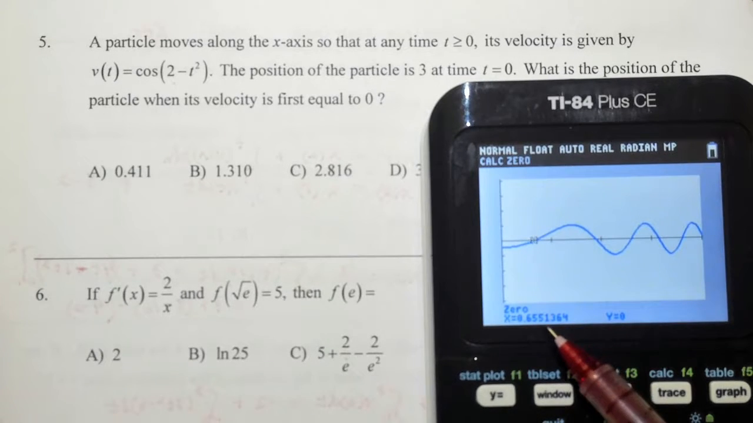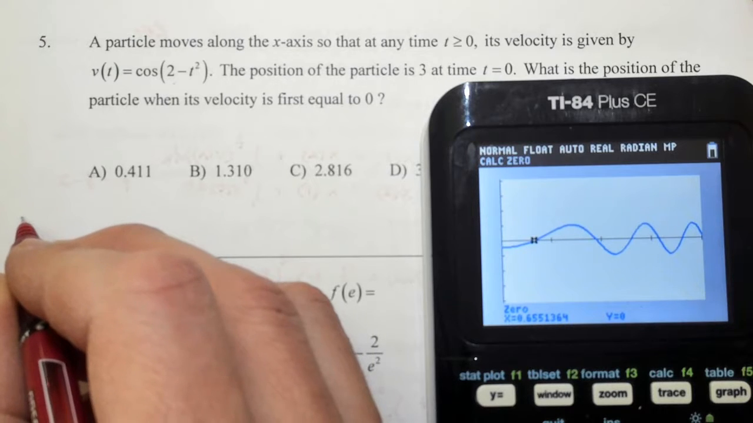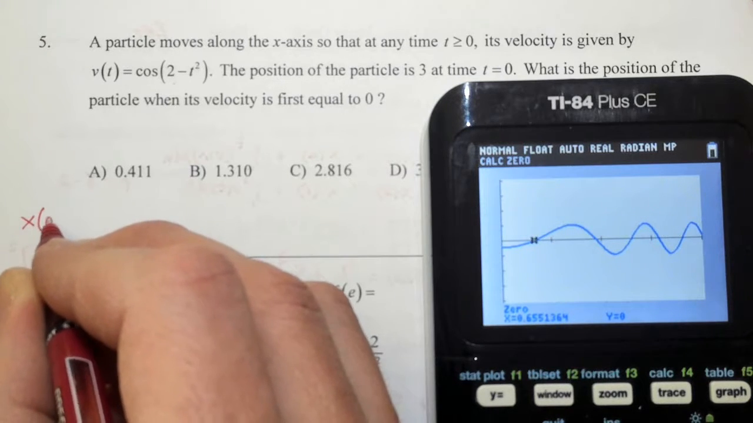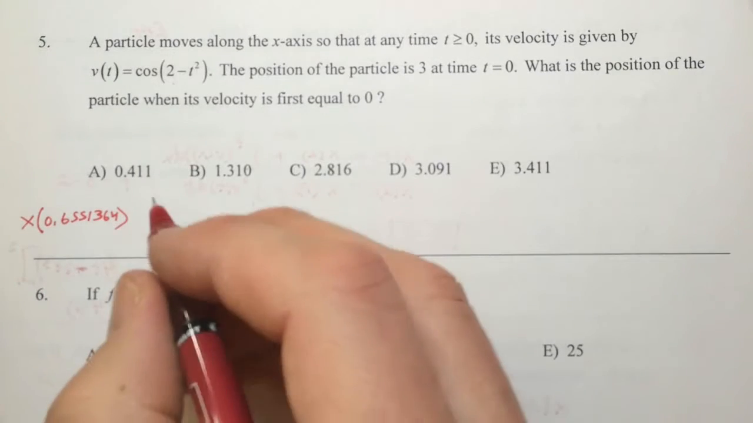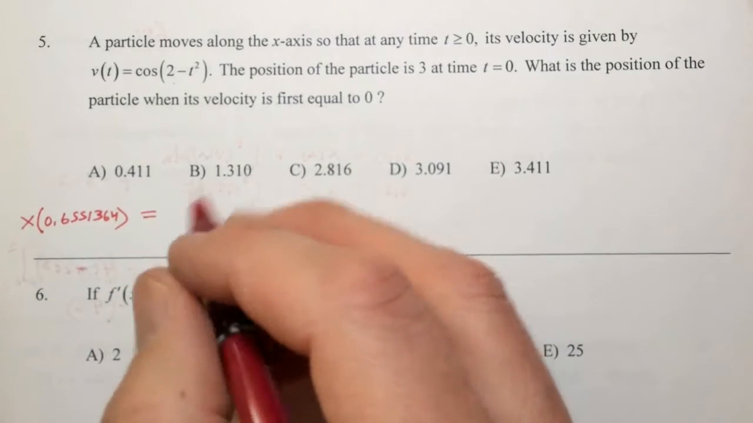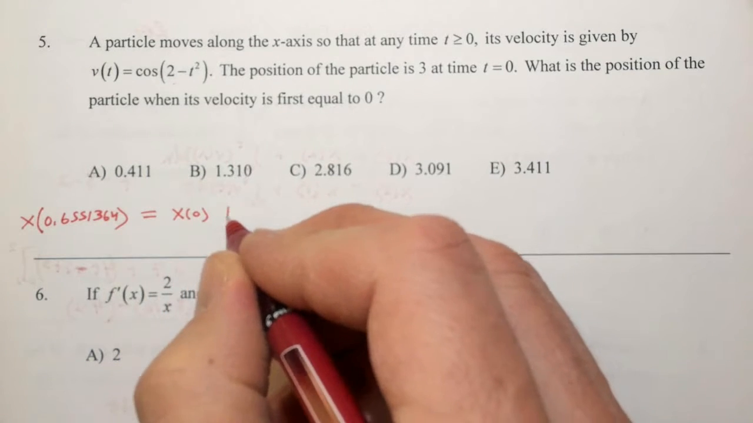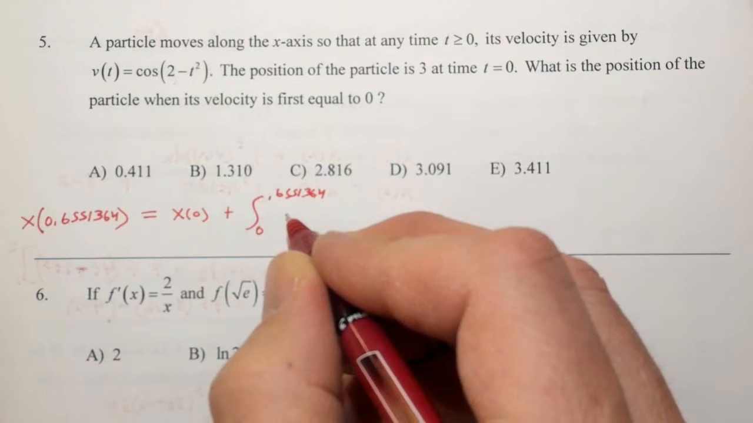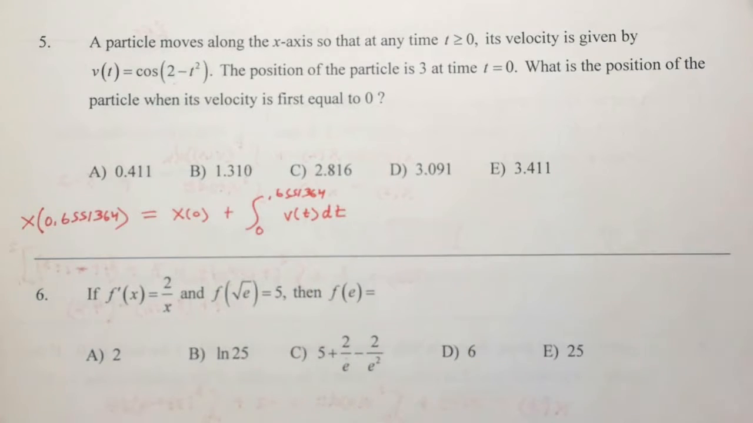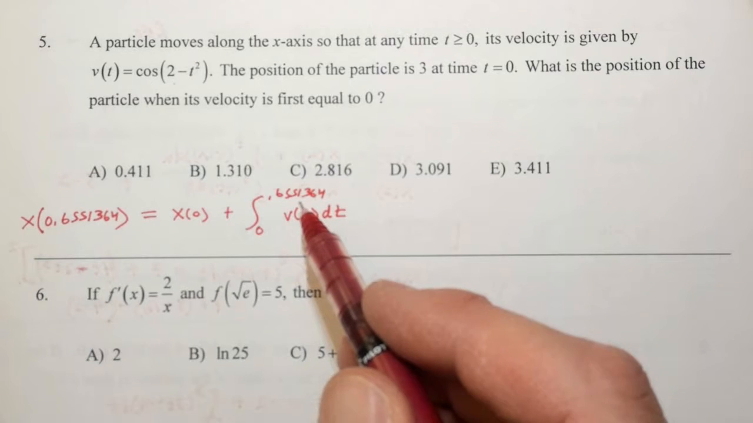And in fact, it's 0.6551364. All right, so that is the position that we want. So we're interested in the position of the function at 0.6551364. Okay, so the position at that time will be equal to the position that we already know, which is 3, so that's x of 0, which is 3, plus the integral from 0 to 0.6551364 of our velocity function. So it's the same idea as the problems on the previous slide, except that we just had this very difficult upper bound that we had to find first.